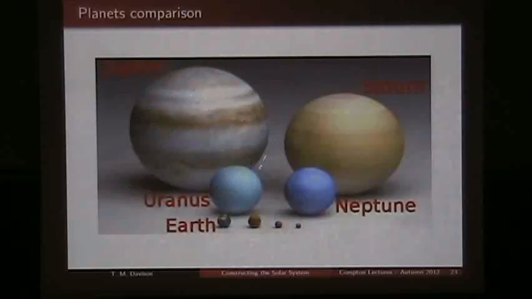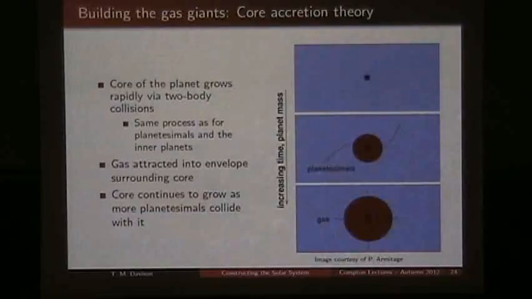just to give you an idea of the scale of Jupiter compared to the scale of Earth and the terrestrial planets. But the way they formed, well, our dominant theory for how we think the gas giants in our solar system formed is what we call the core accretion theory. And now this theory shows that we think that a core formed rapidly by a two-body collision. So this is the same way that our planetesimals grew into embryos and then planets.